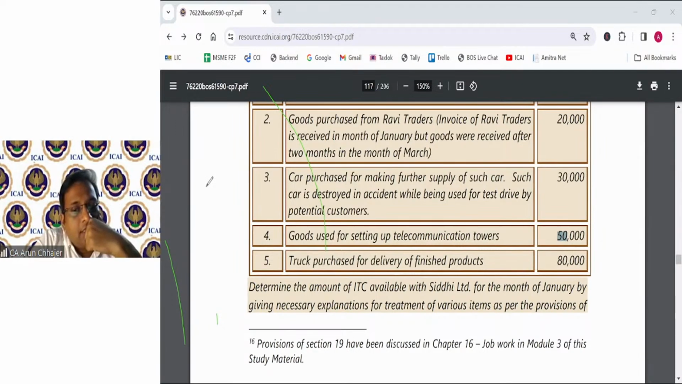Transportation of training bus. Very good, Niket, absolutely correct. Niket, I have received your answer. Very nice.